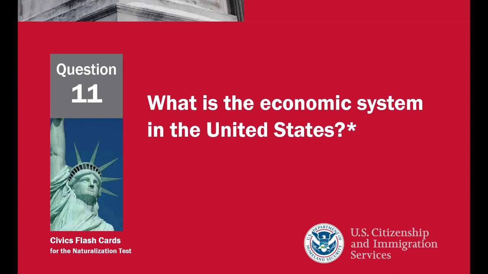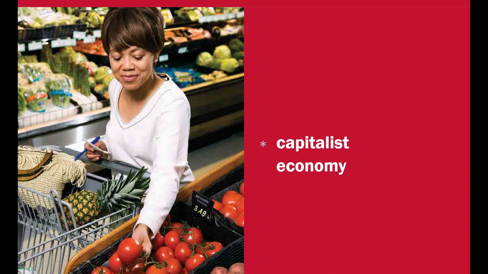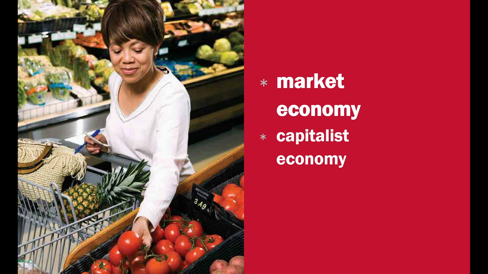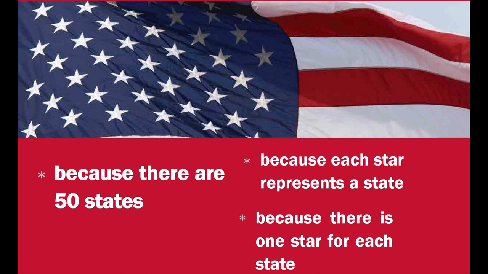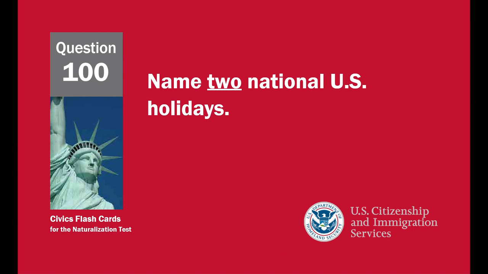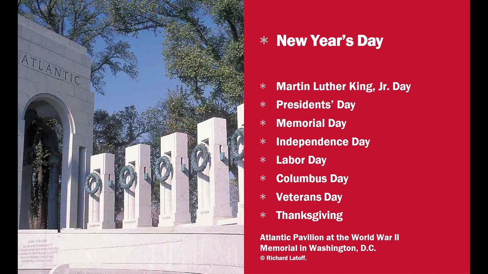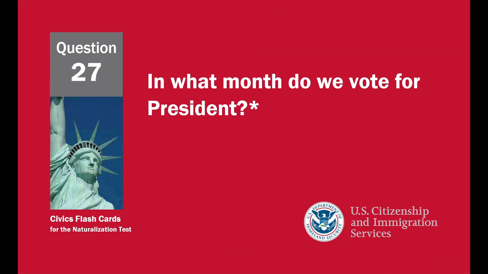What is the economic system in the United States? Market economy or capitalist economy. You can say any one of these. Why does the flag have 50 stars? Because there are 50 states. Name two national US holidays. New Year's Day, Christmas.